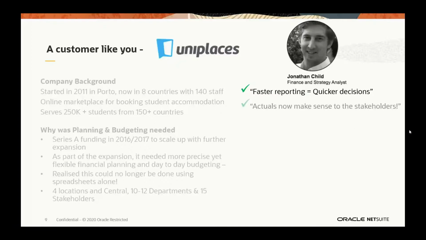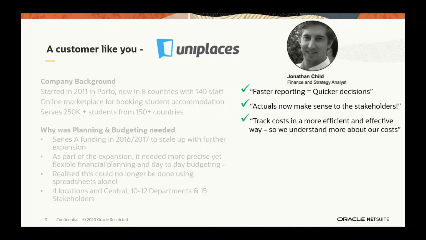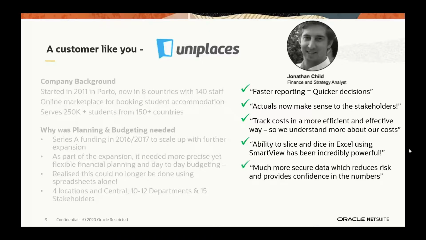Faster reporting equals quicker decisions. Actuals now make sense to the stakeholders, which I think is a very, very powerful statement. They're able to track costs in a much more efficient and effective way so that they can understand more about their costs. The ability to slice and dice in Excel using SmartView has been incredibly powerful, which is something that I'll touch on in today's session. Much more secure data, which reduces the risk and provides confidence in the numbers. And it's much easier for Jonathan and his team to do their jobs.